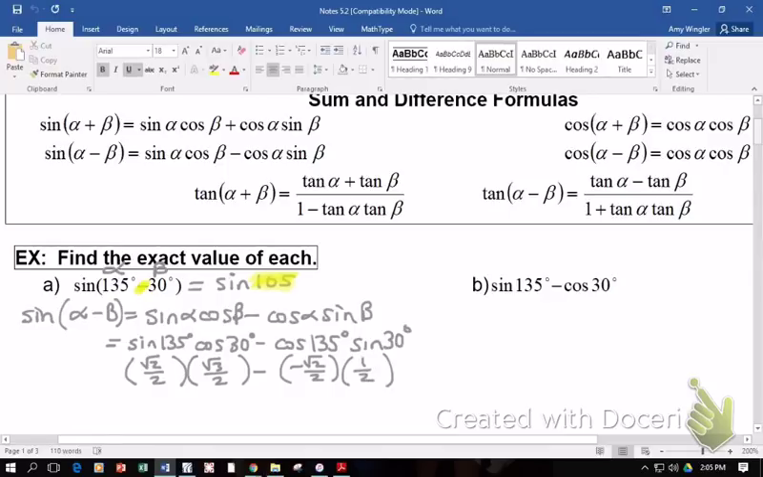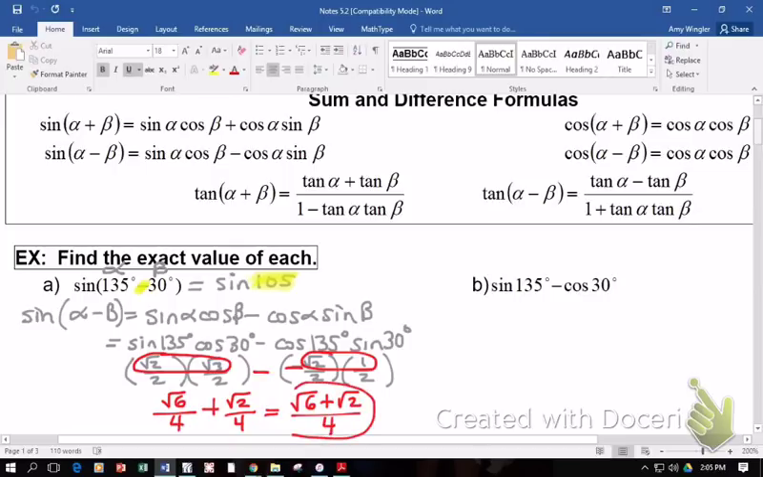So now you're going to multiply. And when we multiply things, we multiply our numerators, and we get radical 6. And we multiply our denominators, and we get 4. The negative and the negative equal a positive. Radical 2 times 1 is radical 2 over 4. Since these both have a common denominator, we could write our answer as one big fraction, radical 6 plus radical 2 all over 4. And you're going to leave your answer like that.